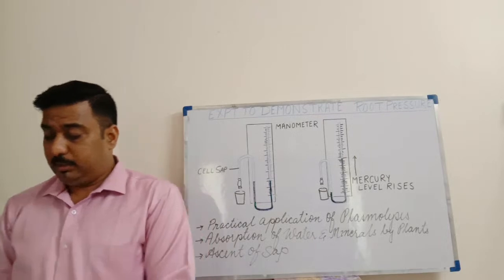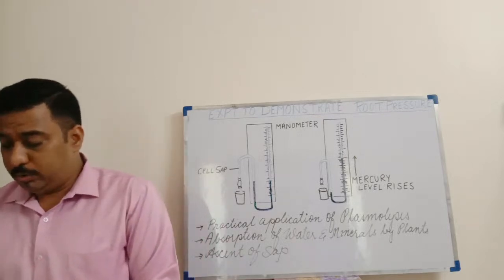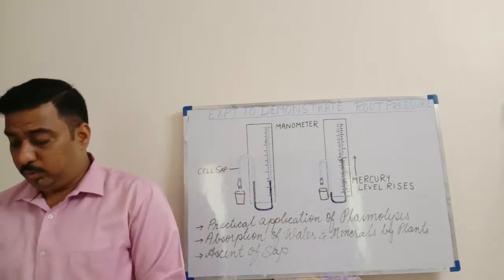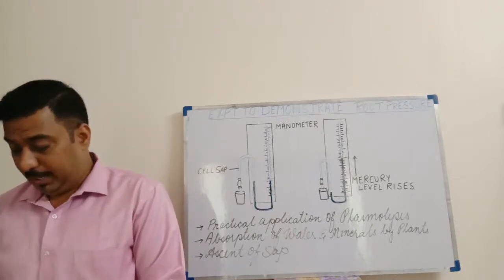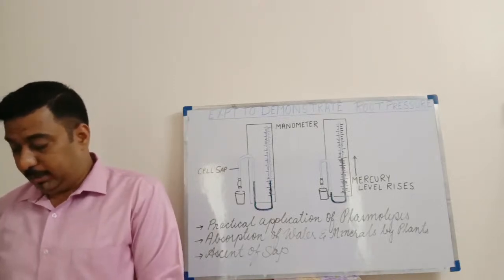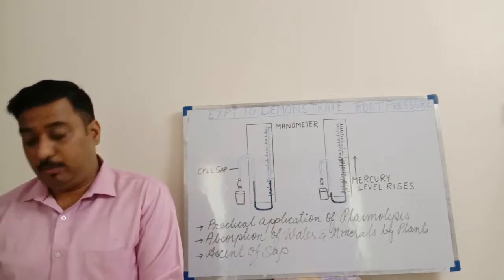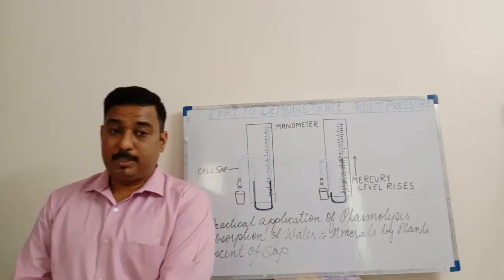There are also some activities that we need to understand. This activity is in your course to show that roots absorb water. The second activity is to show that conduction of water, or the ascent of sap, takes place through xylem tissues.